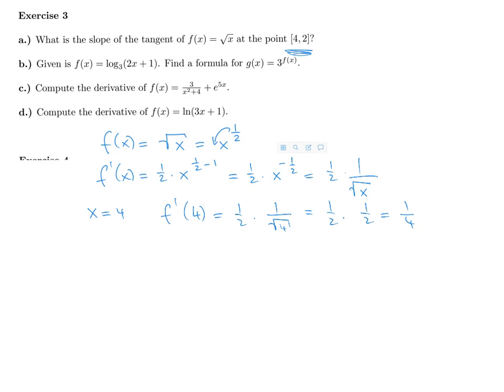So this is not asked by the exercise, but if we draw this, this looks a little bit like this. So this is the square root function, and at the point x equal to 4, we are about here. So this slope here, more or less, is what we computed. So 4 steps to the right and 1 step up is then the slope of the tangent.